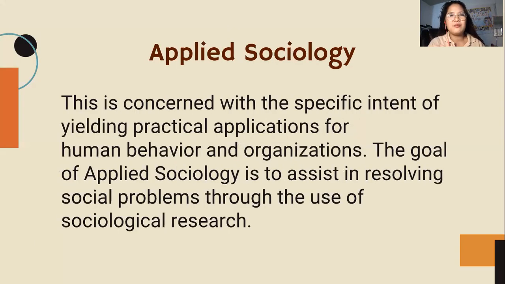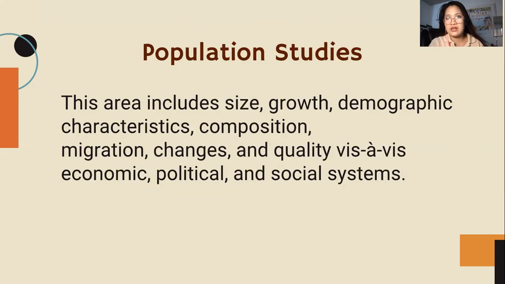Okay? Applied sociology, this is concerned with the specific intent of yielding practical applications for human behavior and organizations. So, the goal of applied sociology is to assist in resolving social problems through the use of sociological research. If you remember your practical research, if you remember our anthropology, when we have the word applied as the modifier, we are referring to the solving of problems, applying solutions. Okay. So in this case, there is the intent of applying the concepts for us to solve social problems. Okay. But definitely it won't be that easy.